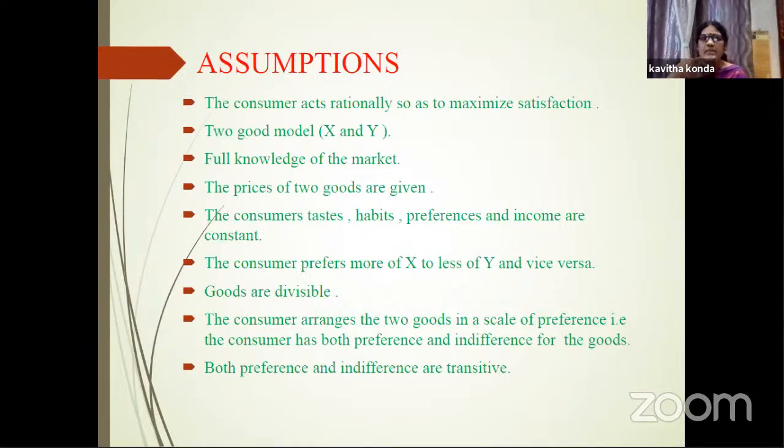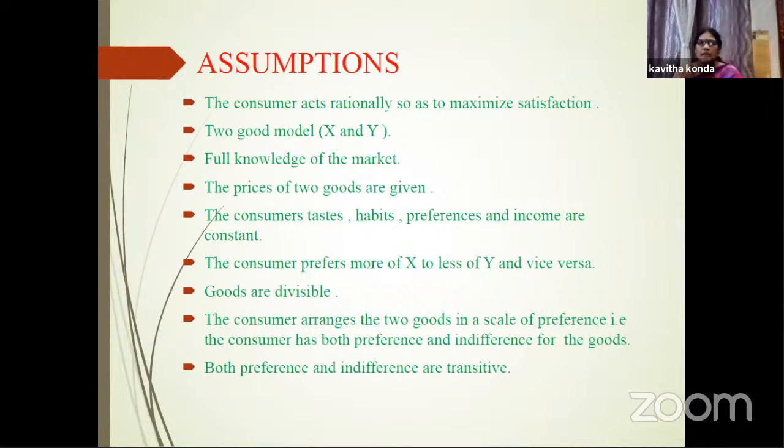And the next assumption: the prices of the two goods are given. Prices of two goods are given here. And next, the consumer's tastes, habits, and preferences remain constant. If they change, we cannot prove the theory; it doesn't work. That's why the consumer's tastes, preferences, habits, and income also remain constant according to this.